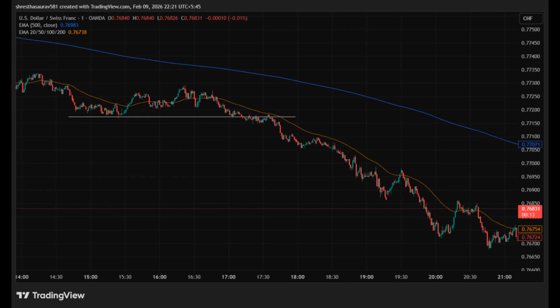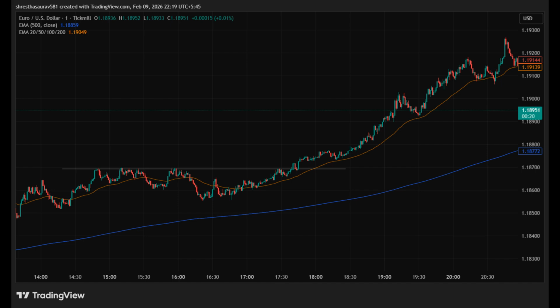This USD Swiss franc 1-minute chart shows a strong bearish trend characterized by consistent lower highs and lower lows. The price is trading well below both the long-term EMA and short-term EMA, with a significant breakdown occurring after it breached the horizontal support level near 0.7715.